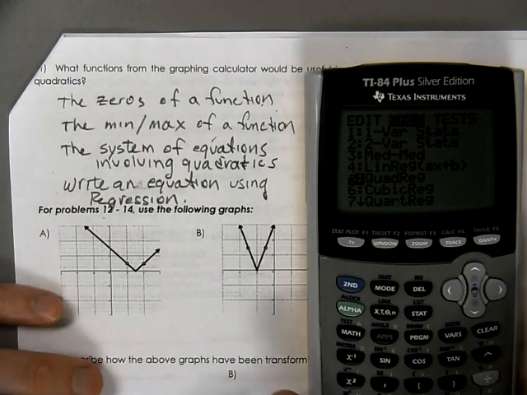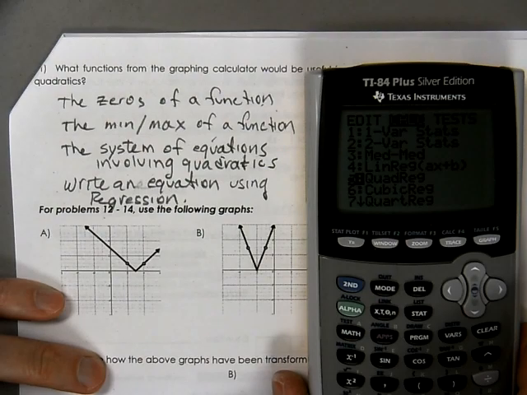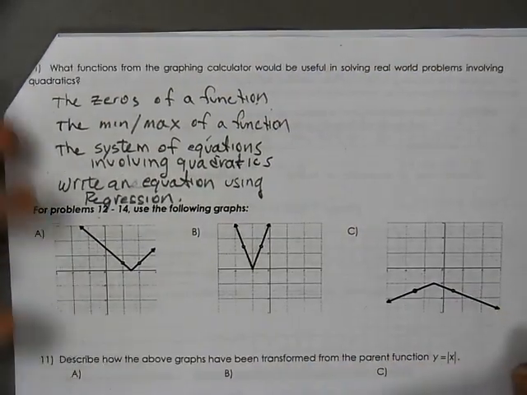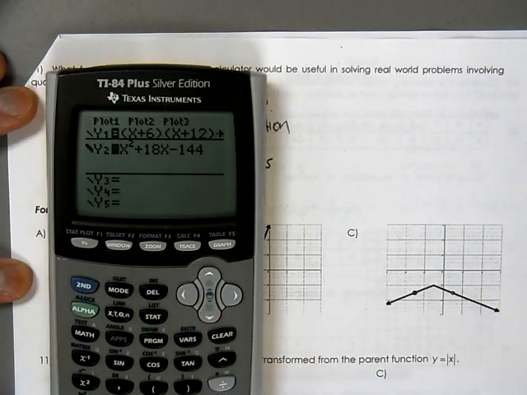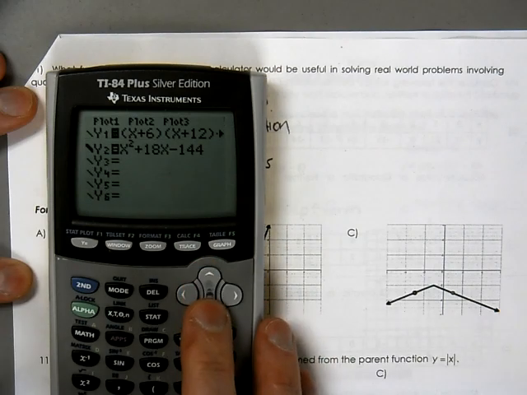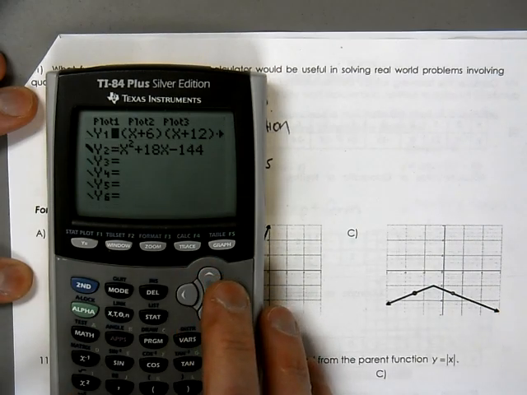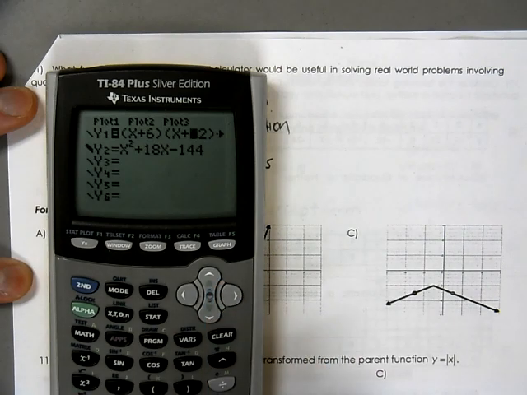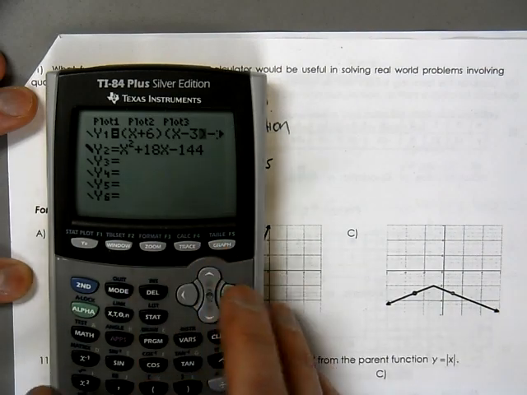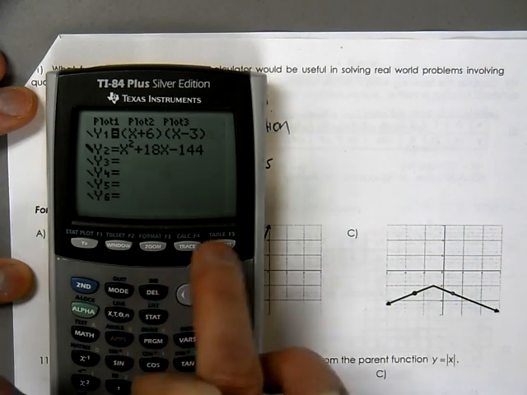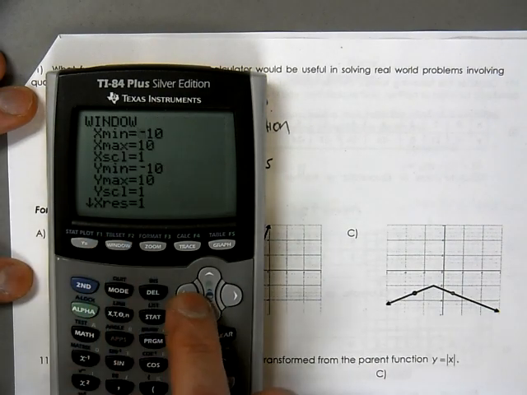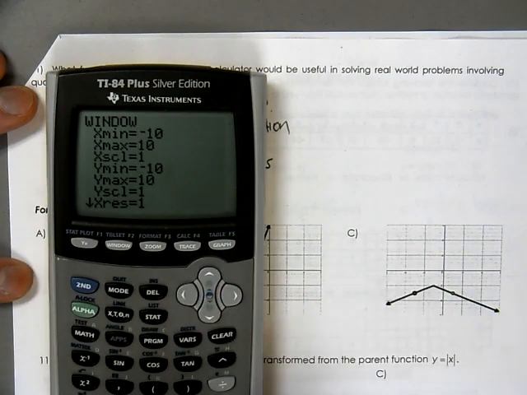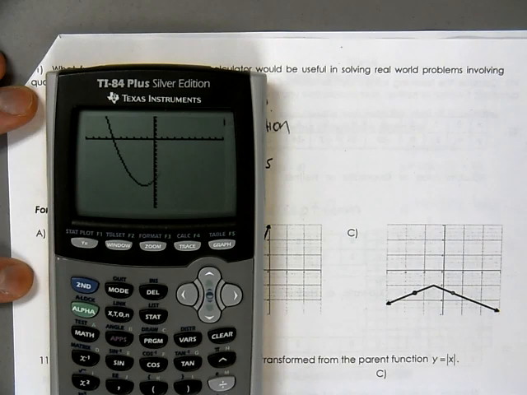Those are when given points. We could also, if we were given an equation, let's make this a little bit nicer. And we graphed it. Okay, a little bit further down than expected. So a minimum value of negative 30. There we go.